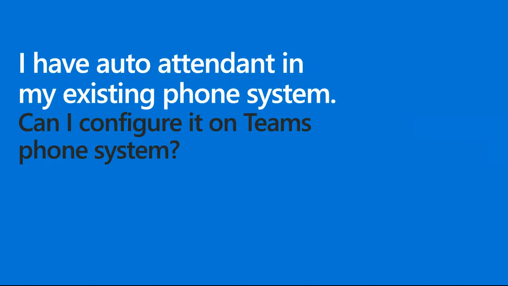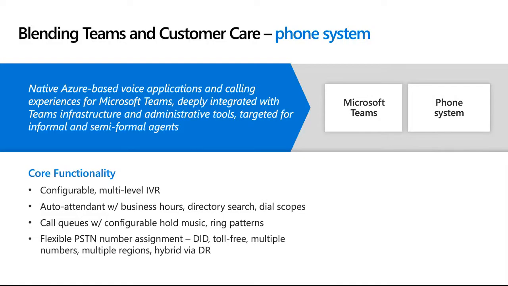So when blending Teams and calling in your phone system, you unlock some real core functionality, such as having auto attendants with business hours, directory search, and dial scopes. This enables someone who calls in to reach or leave a message for a person in your organization. It also supports multiple languages for prompts, text-to-speech, and speech recognition, and supports specified holidays and business hours. You can also transfer calls to an operator, other users, call queues, and auto attendants.